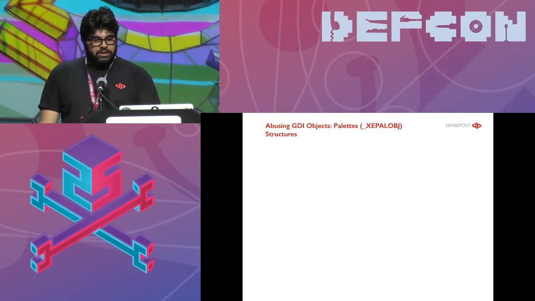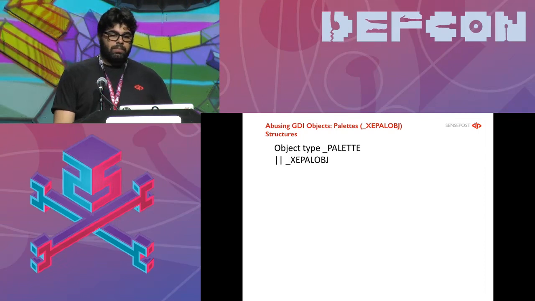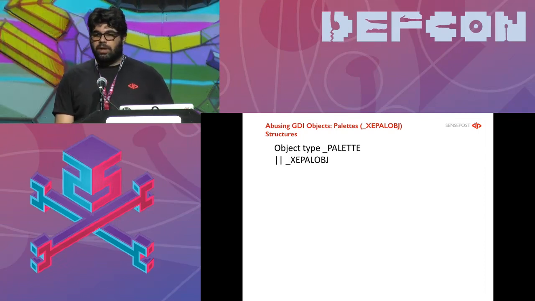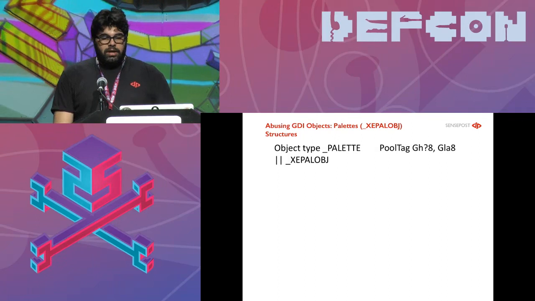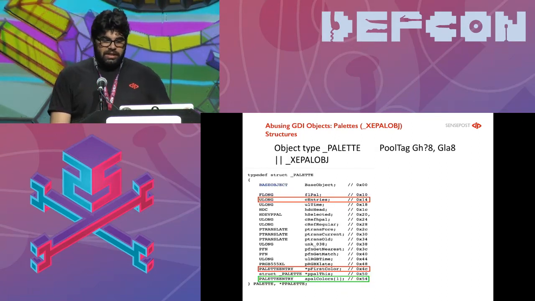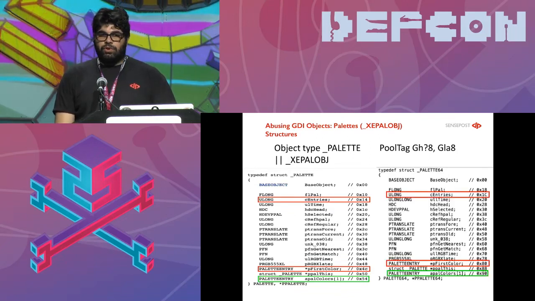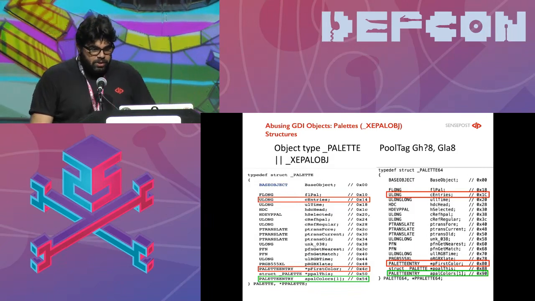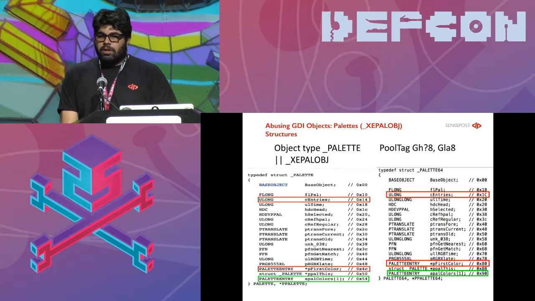Color palettes are interesting objects. They are represented in kernel memory by the PALETTE or XEPALOBJ object name, and they have the pool tag of Gh?8 or Gla8. This is the x86 structure of the object, and this is the 64-bit structure of the object. The members highlighted in red are the interesting ones to us. You'll find that the cEntries member, which represents the entries count of the palette, can be overwritten or extended, which gives us a relative memory read and write primitive.